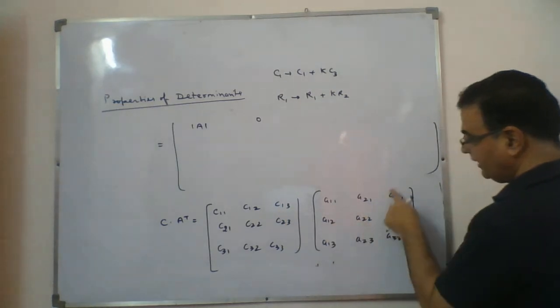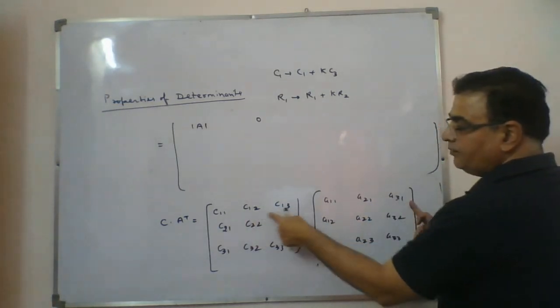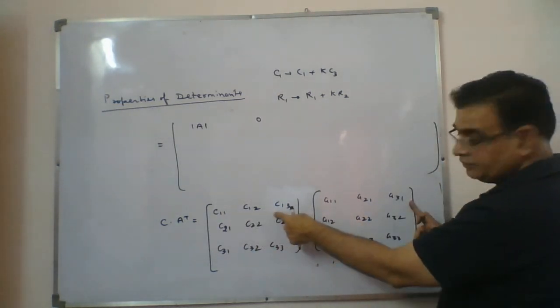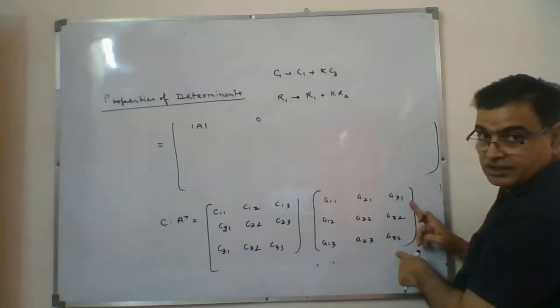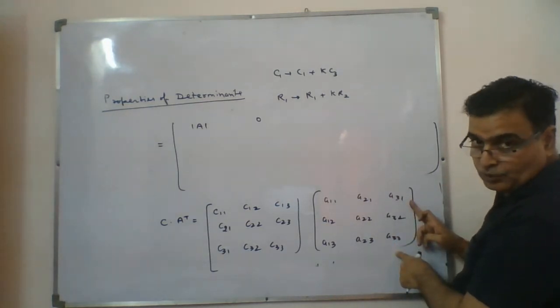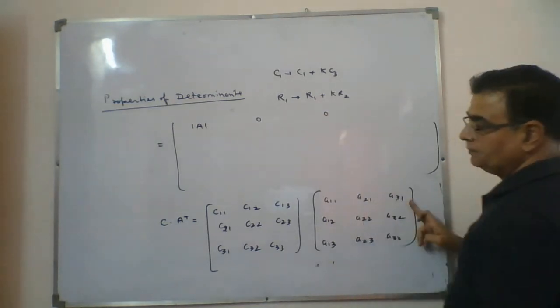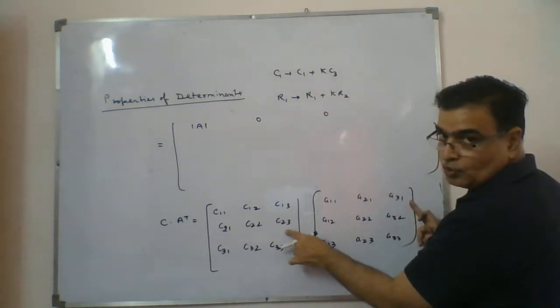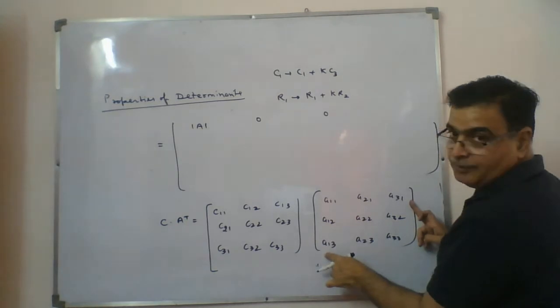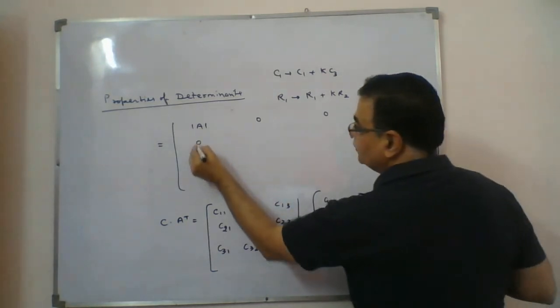Now check. This if multiplied with the third: these are elements, cofactor of the first row, and these are elements of the third row. Right? They are not matched, so the result is 0. Then this is the second row cofactor, and these are elements of the first row, so this is 0.